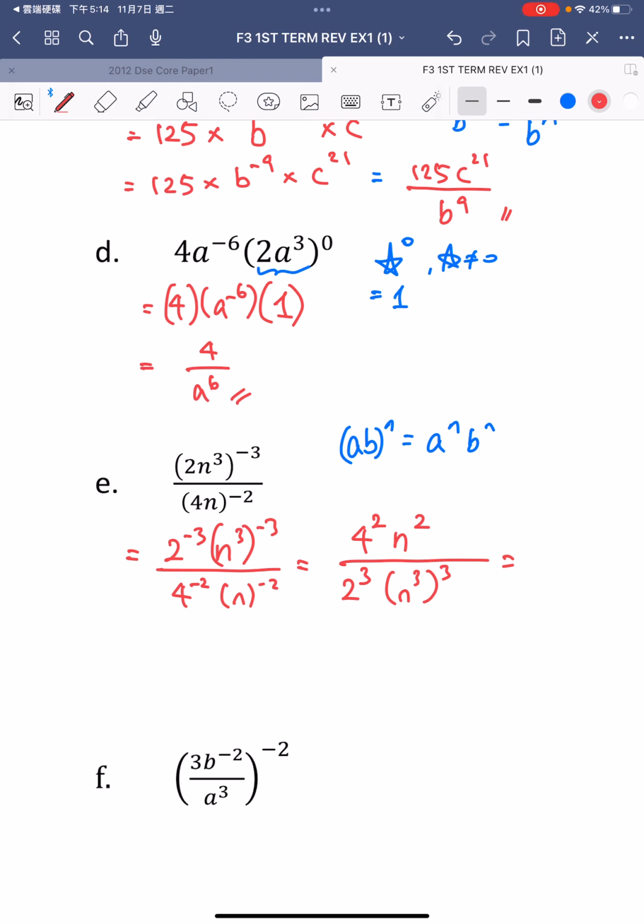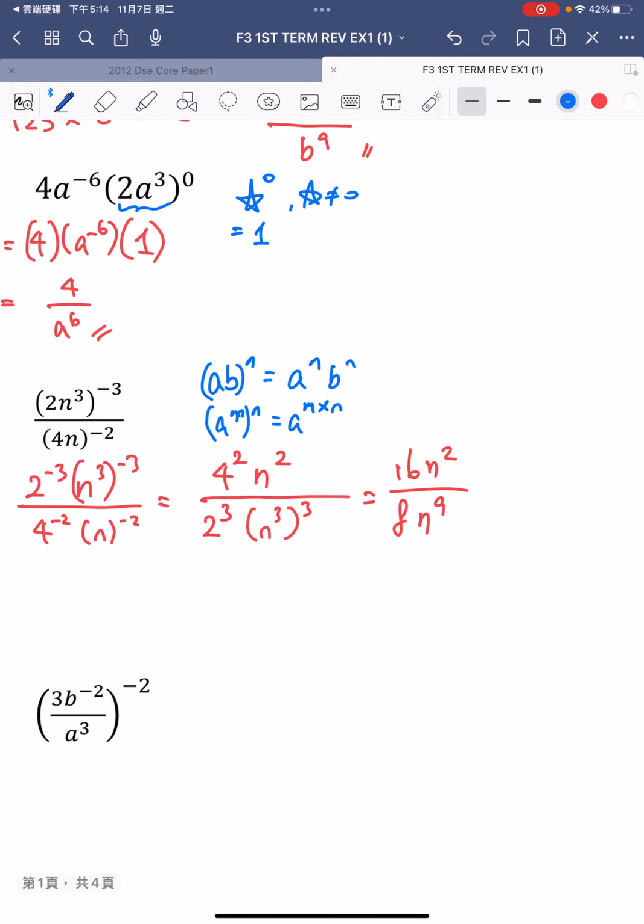So then we can simplify this. 4 squared gives you 16. 16 n squared divided by 2 cubed gives you 8. And then n to the power of 9, because we can use our formula that a to the power of m, to the power of n, is equal to a to the power of m times n.